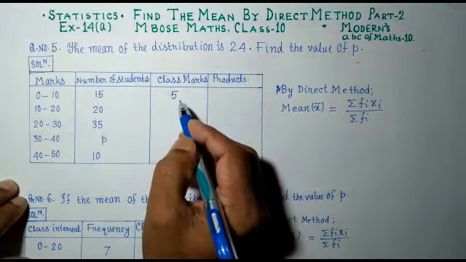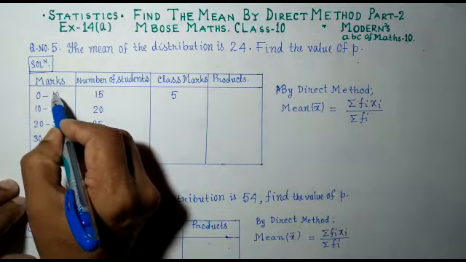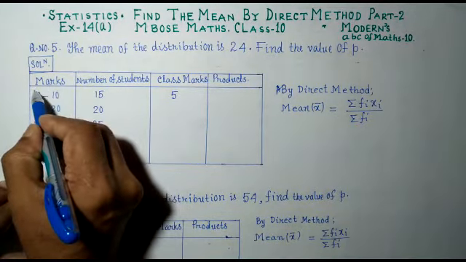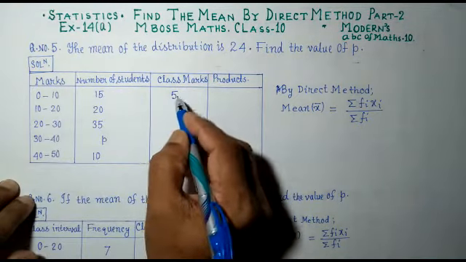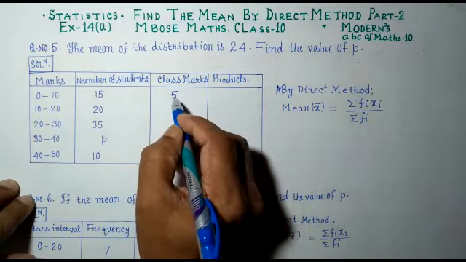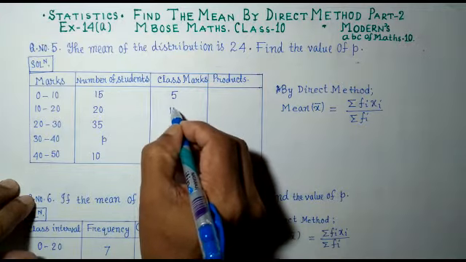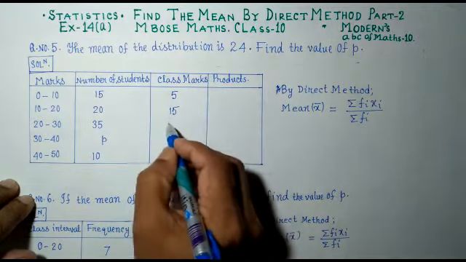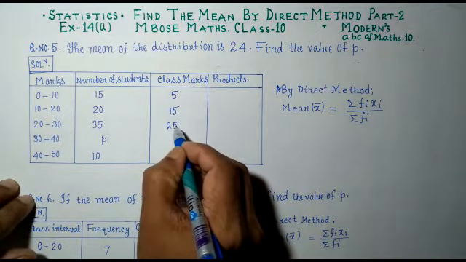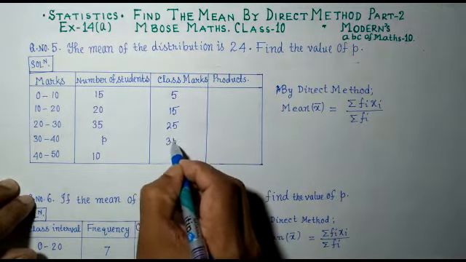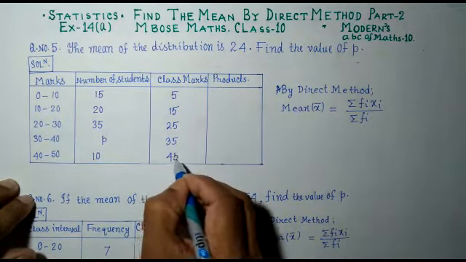And then in the next line we can do a shortcut. See, upper limit minus lower limit, 10 minus 0. It is what? 10. That is the class size. We add class size with the first class mark. So class size is 10. Add here 10. 5 plus 10 is 15. We get the next class mark. Add again 10. 15 plus 10 is 25. Then 25 plus 10 is 35, the next class mark. 35 plus 10 is 45, the next class mark.